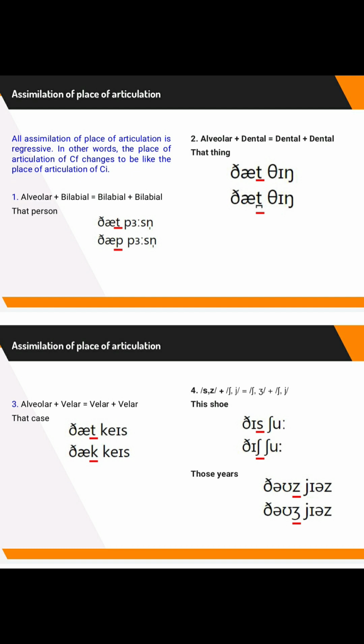So how do I know this is assimilation of place of articulation? Well, the answer is just look at CF and CI. If CF is alveolar and CI is bilabial, this is probably assimilation of place. If CF is alveolar and CI is dental, assimilation of place. If CF is alveolar and CI is velar, assimilation of place. If CF is se or ze and CI is she or ye, this is assimilation of place.